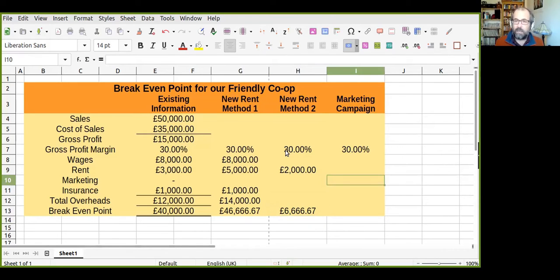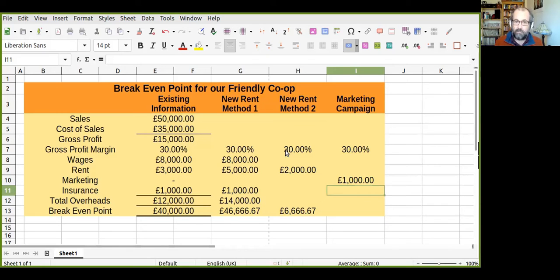We could do that with something like a marketing campaign. It's quite a good idea. Someone has said, well, you're doing quite well, but you could grow, or you're going to move into these bigger premises, and now you need to create another £6,666 worth of turnover. You probably need to do some marketing. So we're going to propose a marketing spend of £1,000. How much does this marketing campaign need to enable us to sell to be able to cover its costs?